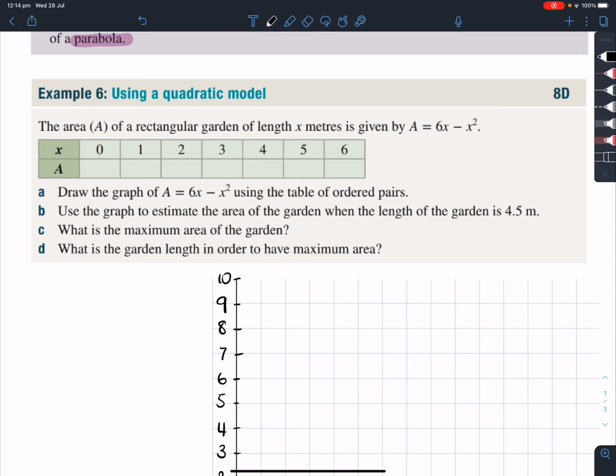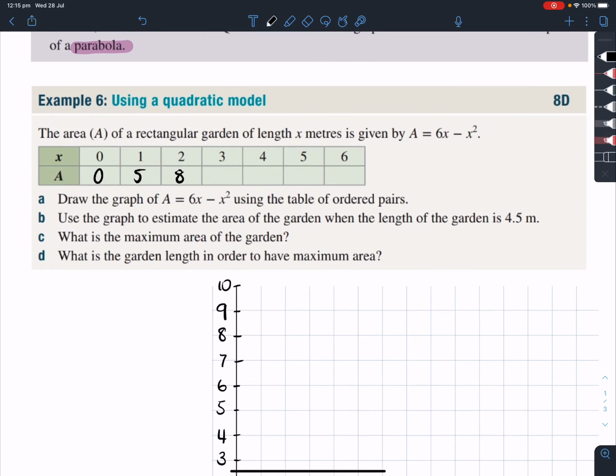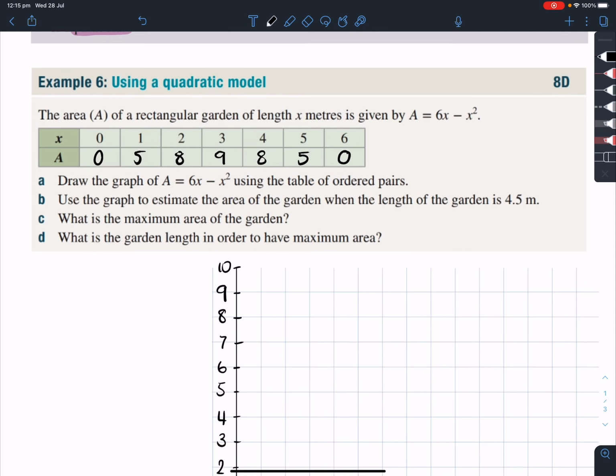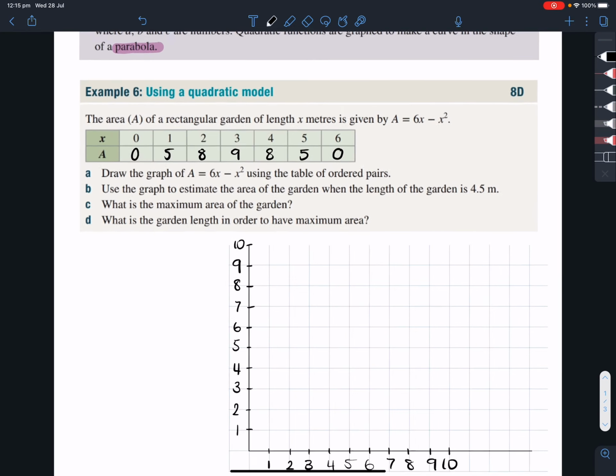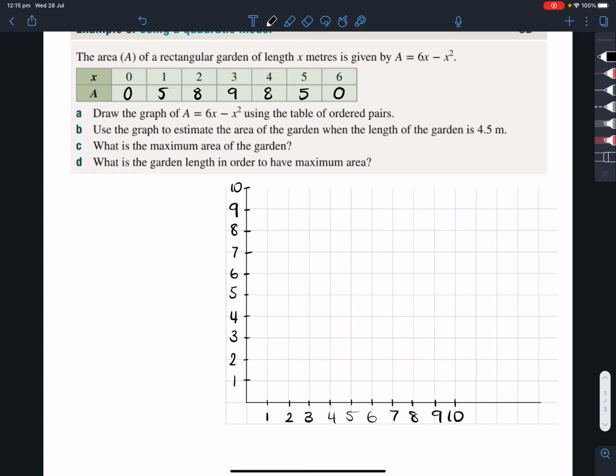If you have x as 0, you will get 0 because it'll multiply out, and then I'll just quickly fill these in. That's really easy calculator work, and you should see some sort of flip around because it is a parabola. You can see it gets to 9 as a peak and then it turns back down. Part A is to draw the graph of y equals 6x minus x squared using the table of ordered pairs, which is that table of values.